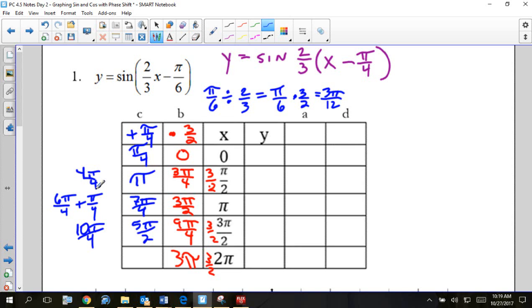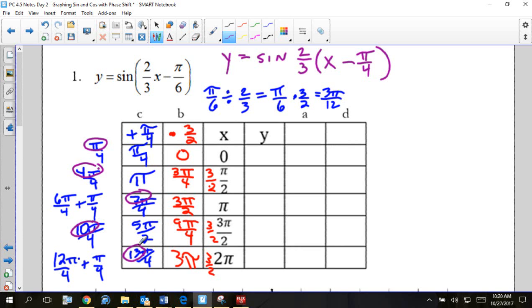Okay, sorry, I was thinking for a second. And then the last one, 3 pi is the same thing as 12 pi over 4, plus pi over 4 is 13 pi over 4. I stopped for a second and thought because there is a pattern, if you notice, when they all have a common denominator, there is a pattern you could follow.